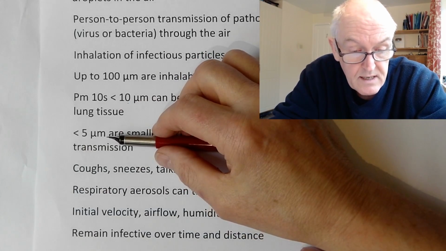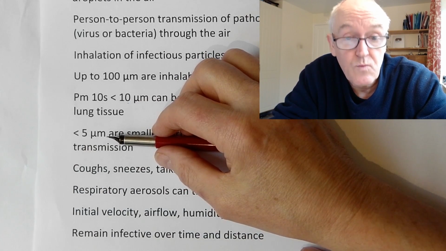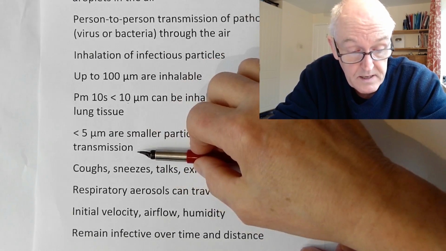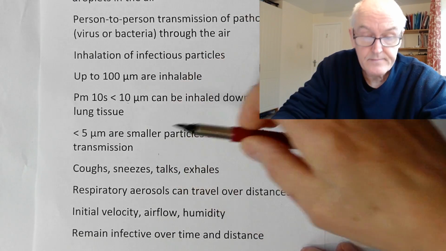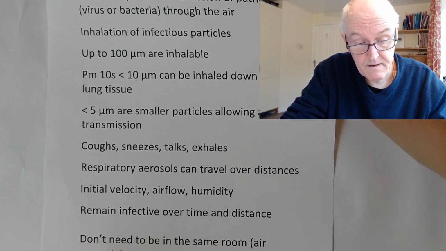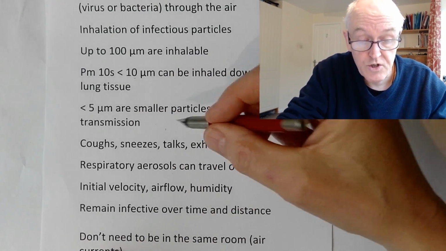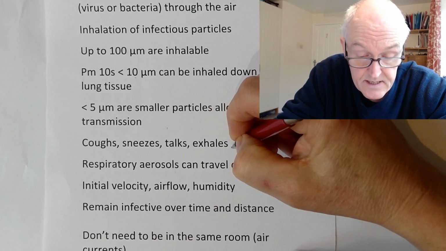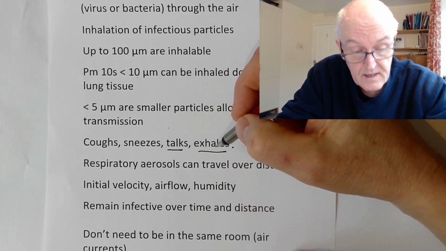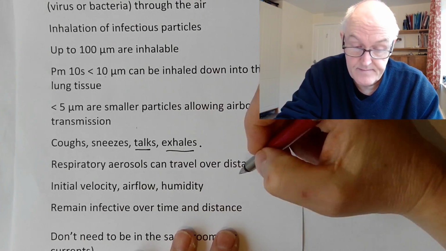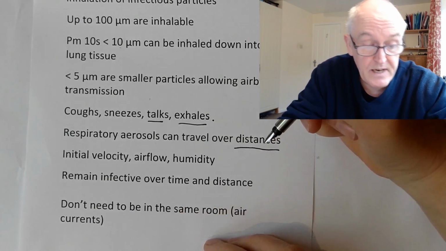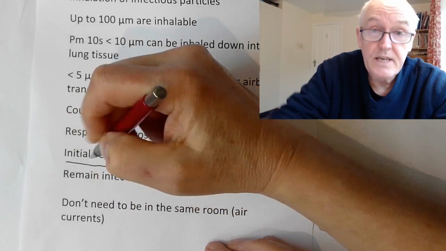So bacteria are about 1 micrometer. Viruses are about a tenth that size, so they can go into the deeper parts of the lungs. So aerosol transmission can be transmitted via coughs and sneezes, or talking, or just exhaling. This is the difference. So talking and exhaling can spread it. And they can travel over distances. Airborne spread is over distance. And that depends upon the initial velocity. So if you cough or sneeze, that'll put it out quickly.